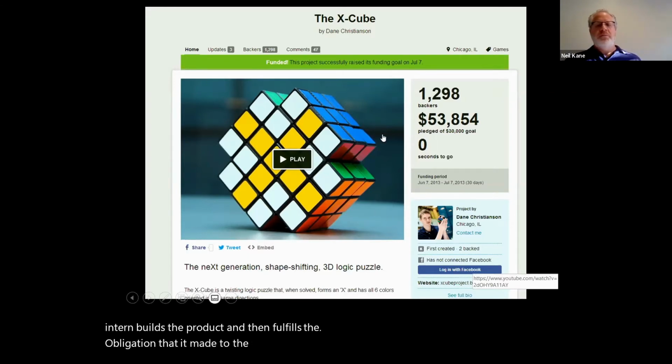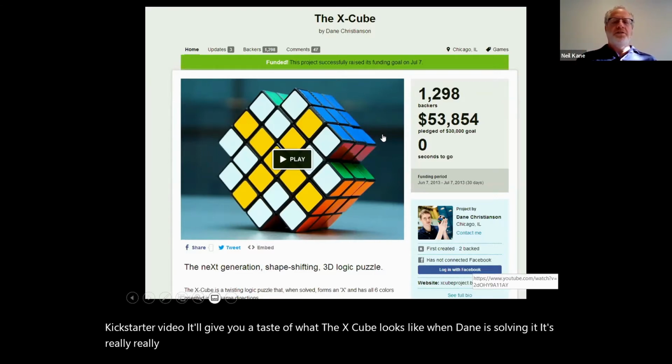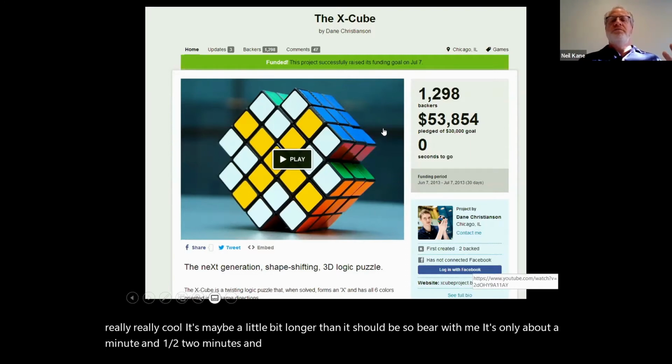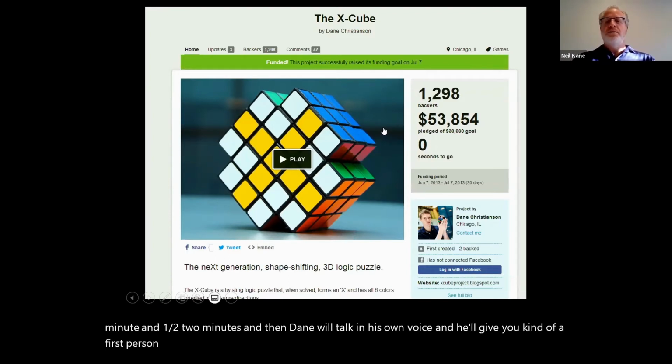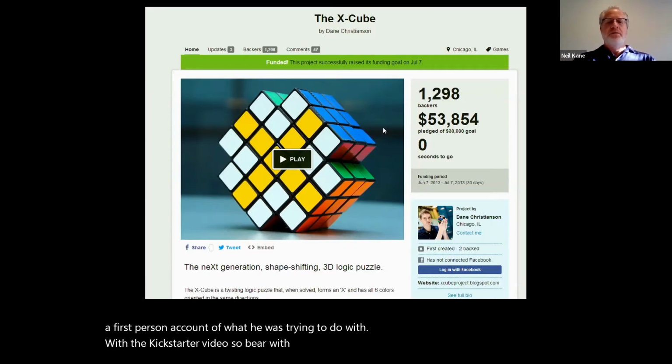So I'm going to switch my screen and show you the Kickstarter video. It'll give you a taste of what the X Cube looks like when Dane is solving it. It's really, really cool. It's maybe a little bit longer than it should be, so bear with me. It's only about a minute and a half, two minutes. And then Dane will talk in his own voice, and he'll give you kind of a first-person account of what he was trying to do with the Kickstarter video. So bear with me a moment. I have to switch screens here.